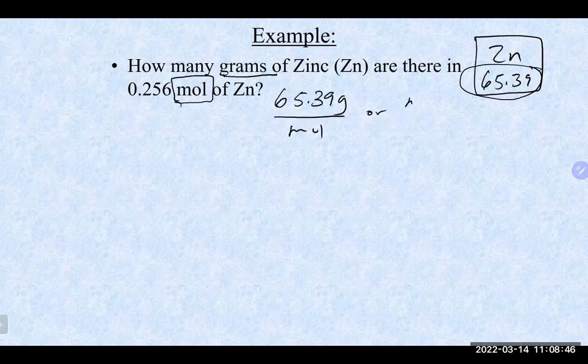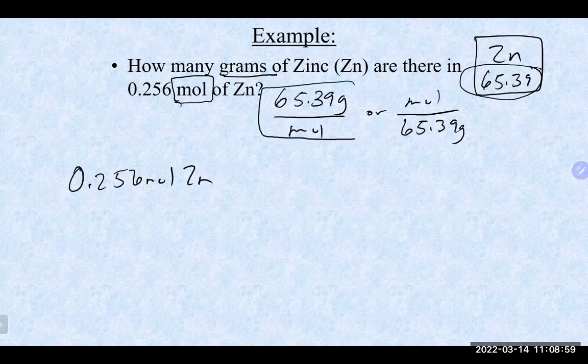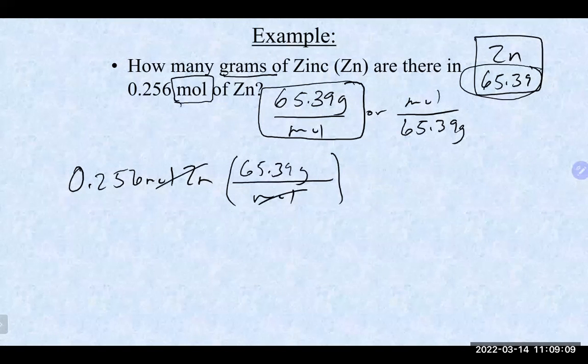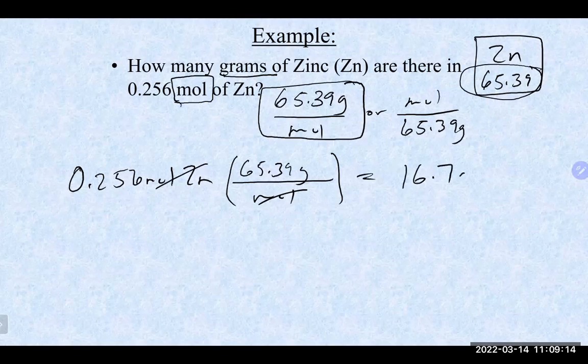Or again, if you needed to, you could flip it around and use it like this. Starting with what was given to us, which is 0.256 moles of zinc. Remember, opposites will cancel. So in this case, we will go with the one here on the left. And that would get us 65.39 grams per mole, where our moles will cancel, yielding us about 16.7 grams of zinc in this case.